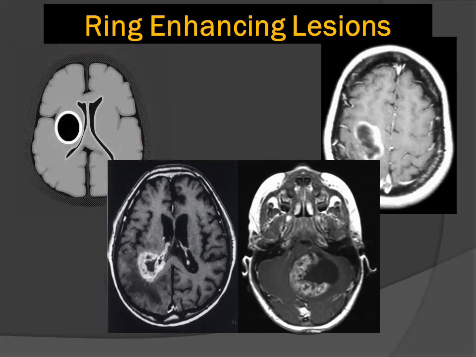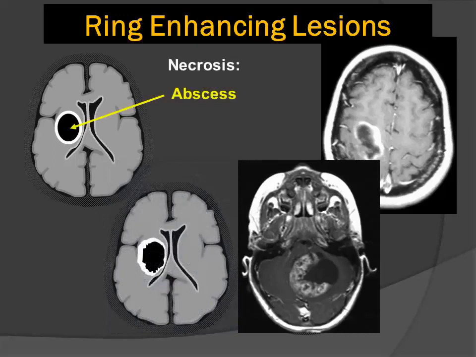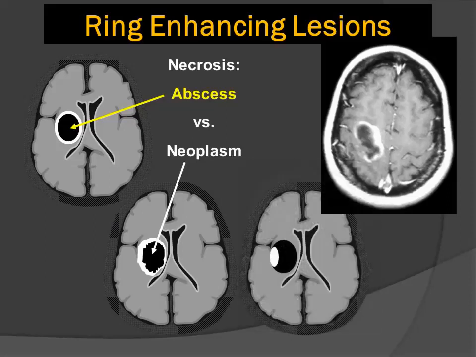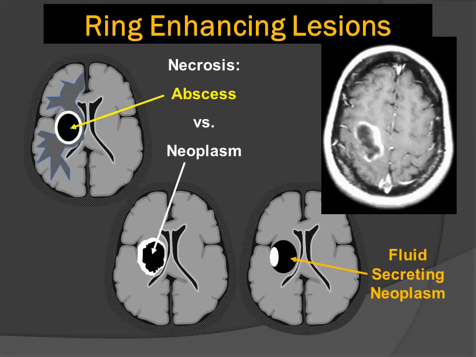If we go back to these same 4 different types of ring-enhancing lesions, we can see one of them is round and smooth, suggesting an abscess. One of them is very irregular and has a shaggy inner margin, suggesting a necrotic neoplasm. One of them shows an incomplete rim of enhancement. This is oftentimes seen in fluid-secreting tumors, which can also produce the cyst and mural nodule morphology when they occur in the posterior fossa cerebellum.